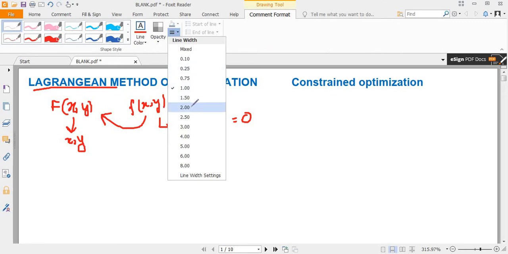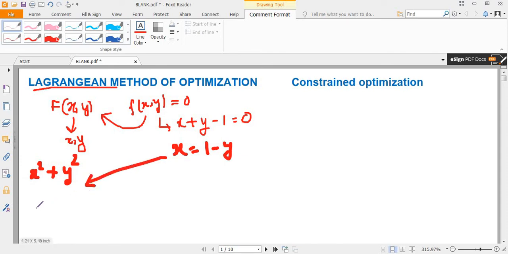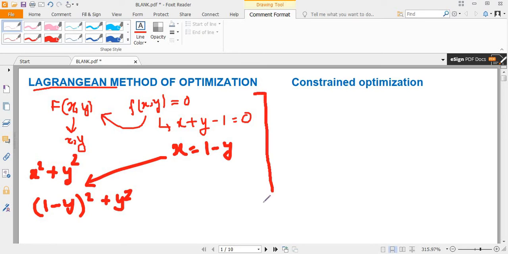So suppose we have this constraint to be followed when we optimize our objective function capital F(x,y). Under normal circumstances, suppose we have to maximize the function x square plus y square. Suppose this is what we need to maximize. What we usually do is we take x equal to 1 minus y, and then we use this in place of x here. So we essentially maximize the function (1 minus y) whole square plus y square. That is what we usually do. This is not Lagrangian optimization. This is simply the general optimization principle that we follow.